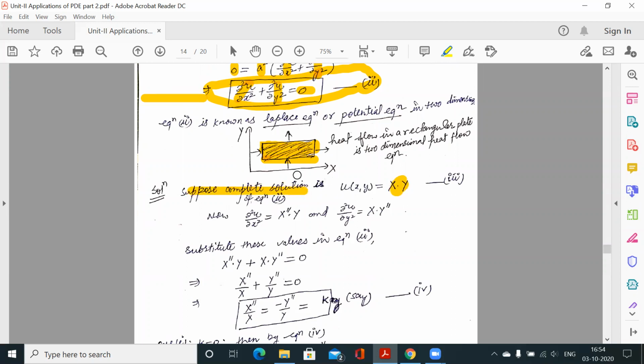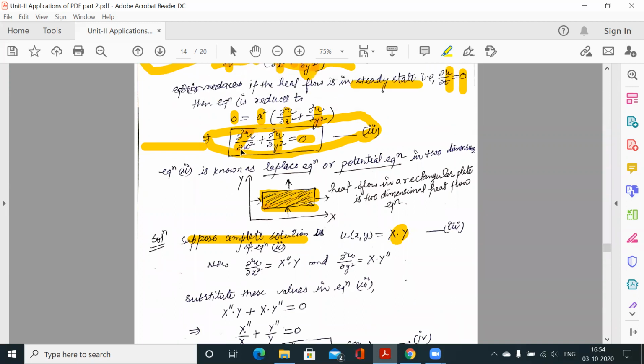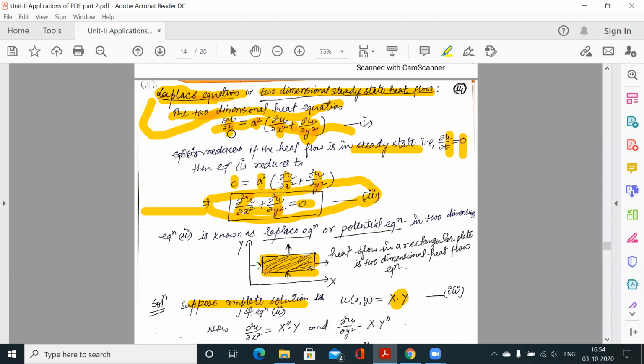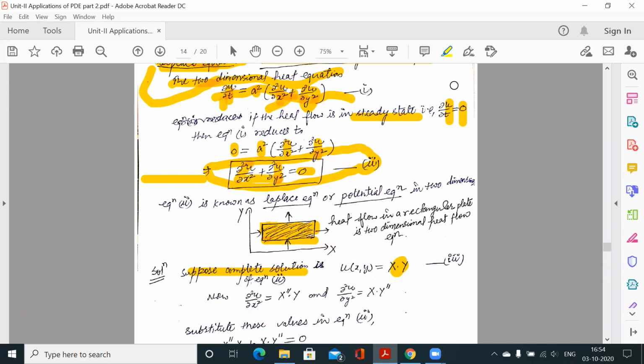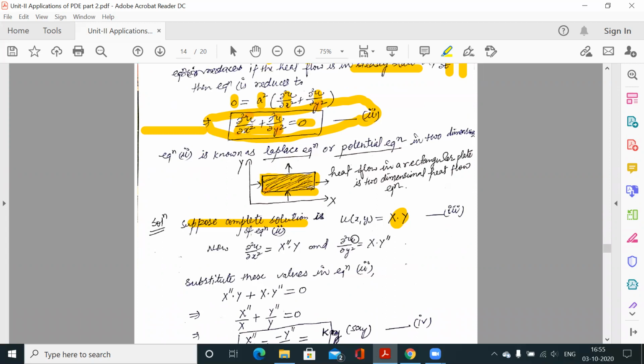Why a product of two functions? Because now we have two independent variables, x and y. In the one-dimensional case we had t and x as independent variables, but here it is independent of time t. So again we have two independent variables, x and y. So now we assume our solution as a product of two functions, u = X(x)Y(y), where X is a function of x and Y is a function of y.